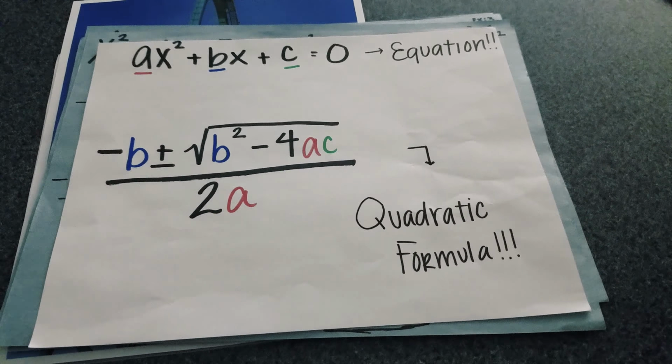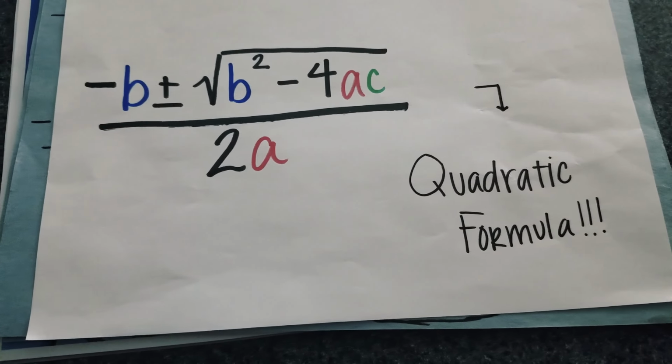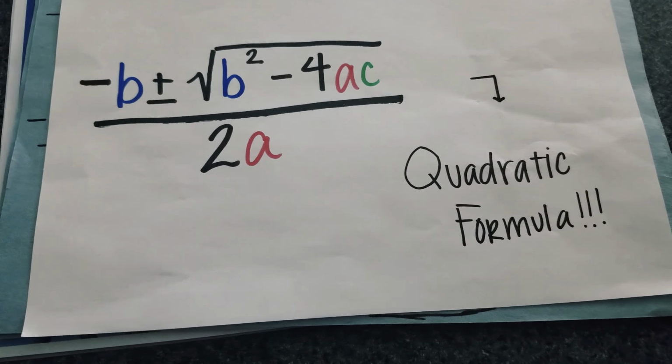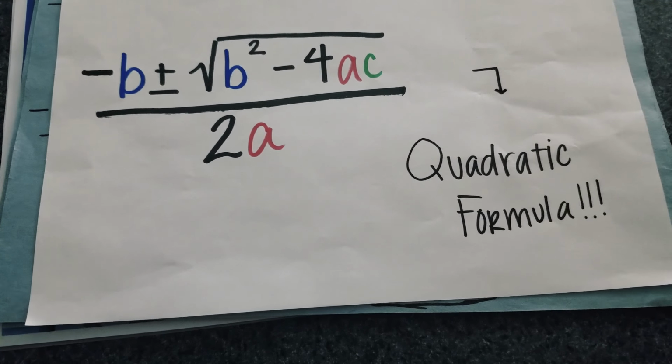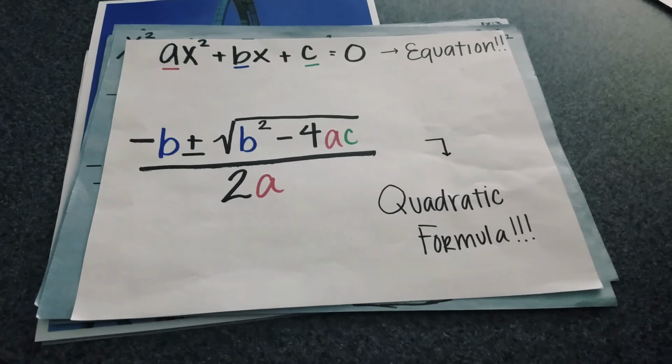The quadratic formula equation is ax squared plus bx plus c equals 0. It has to be in this format in order to use the quadratic formula, which is negative b plus or minus the square root of b squared minus 4ac, all over 2a.